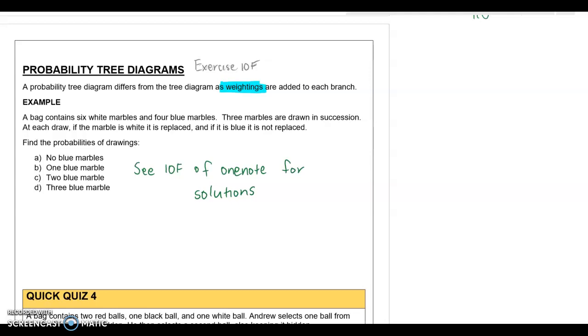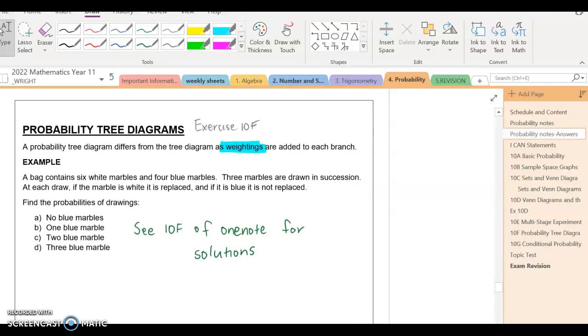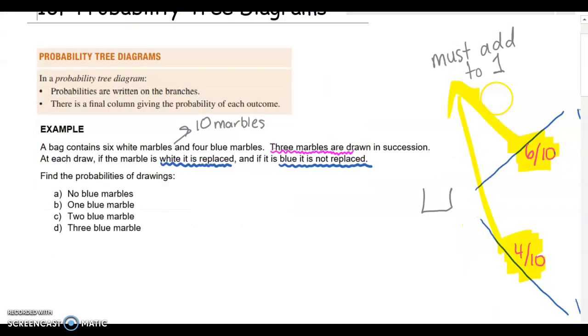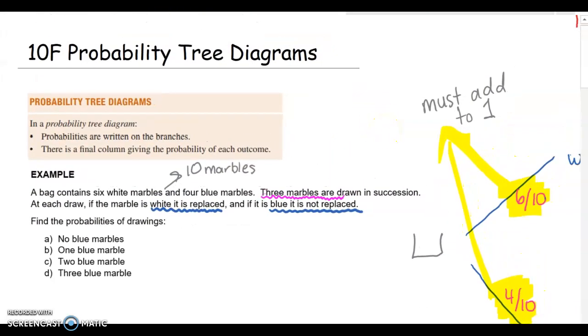The examples in the booklet have solutions in our OneNote in the section 10F down the side here on mine. Yours will probably be the same. I'm working in there because there's more space to answer the questions, I think, and it will fit in a little bit better there for us. Okay, so 10F tree diagrams.